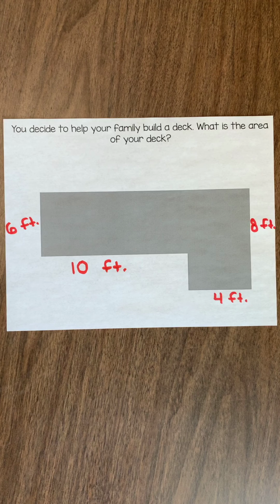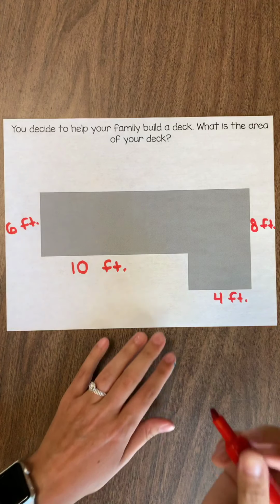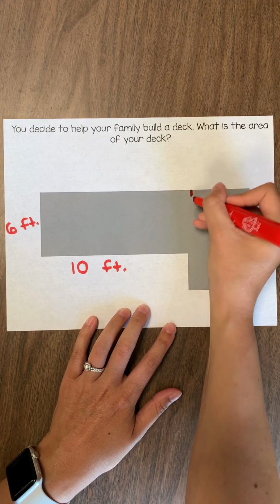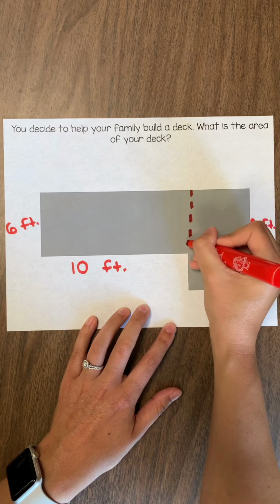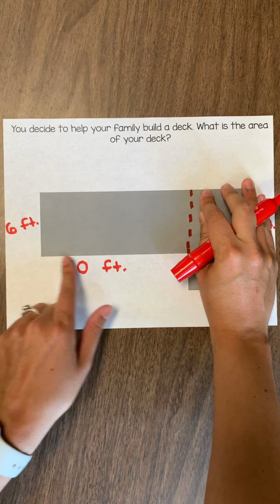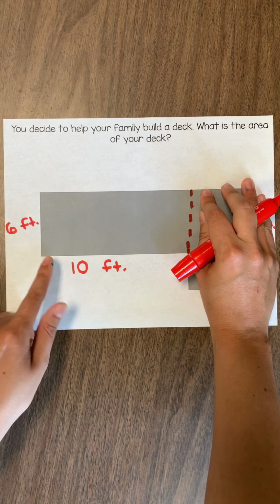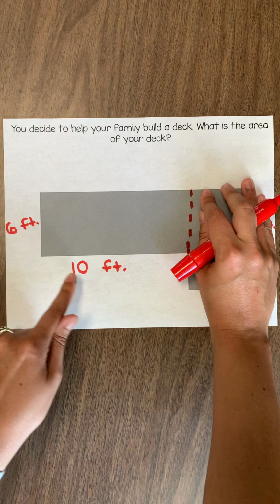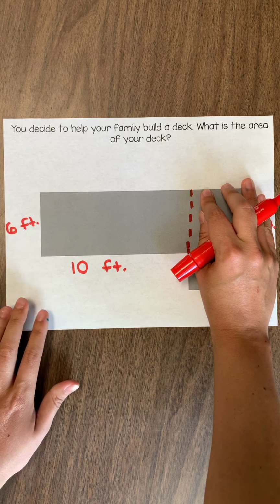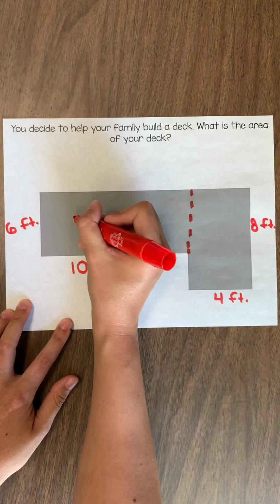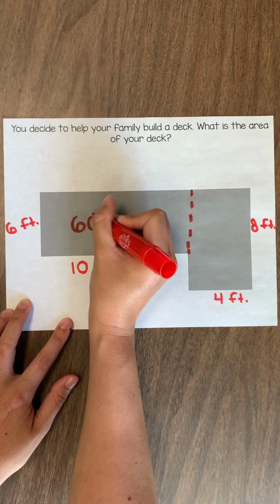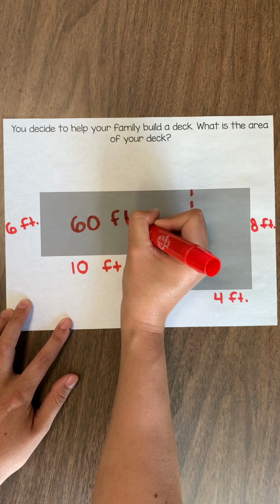Okay, let's see how you did. So hopefully you were able to determine that you needed to split this irregular shape into two separate parts. So I would have split it right along this spot here to create two separate rectangles. So I'm going to start with this rectangle. So we have a length of 10 feet. The width is 6 feet. So we're going to do 10 times 6. 10 times 6 is 60. So the area of this rectangle is 60 square feet.